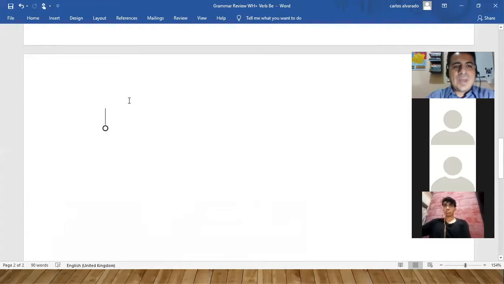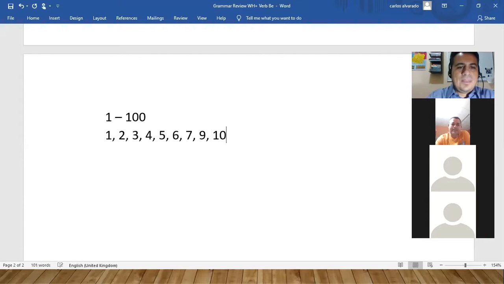Now, we talked about numbers, right? ¿Quién puede contar del 1 al 100? You can do it? Right? So, del 1 al 10, creo que no hay problema, right? Y sí, hay un 0. No, teacher. Hay un 0, pero casi no se usa. Hablando del 1 al 10: 0, 1, 2, 3, 4, 5, 6, 7, 8, 9, 10.